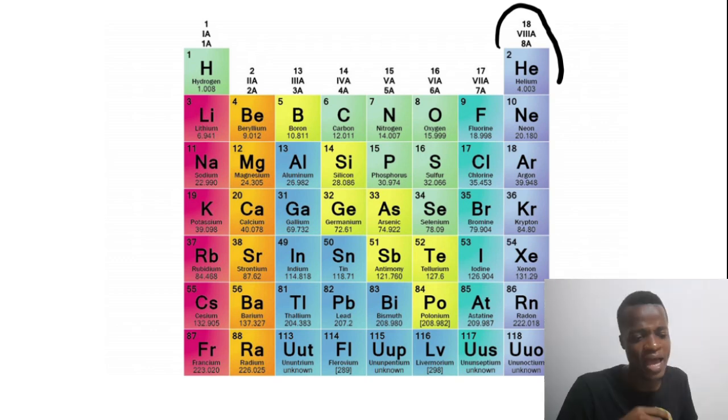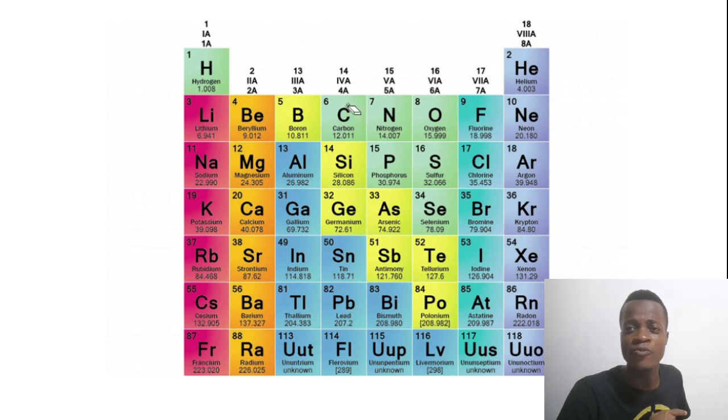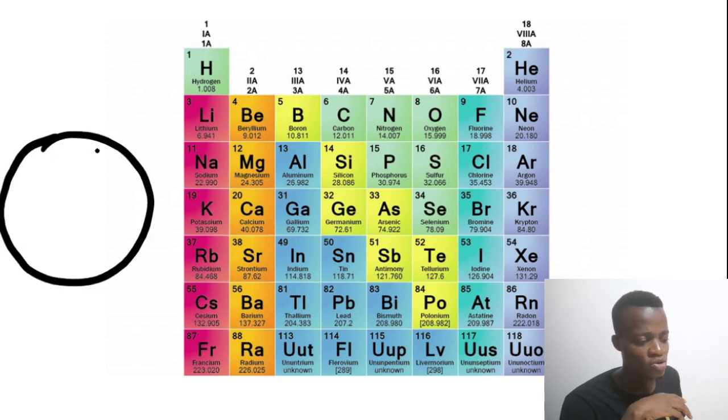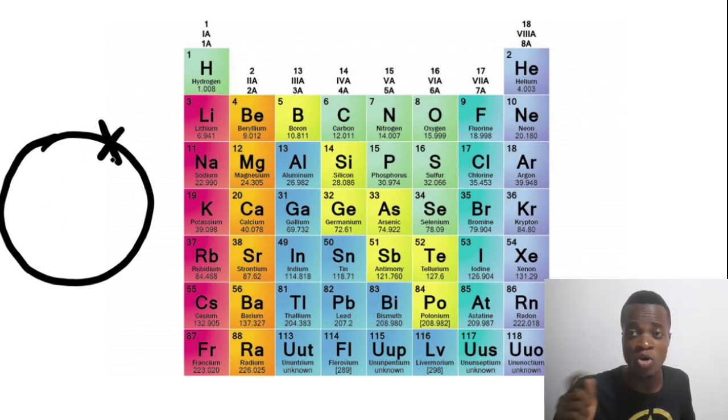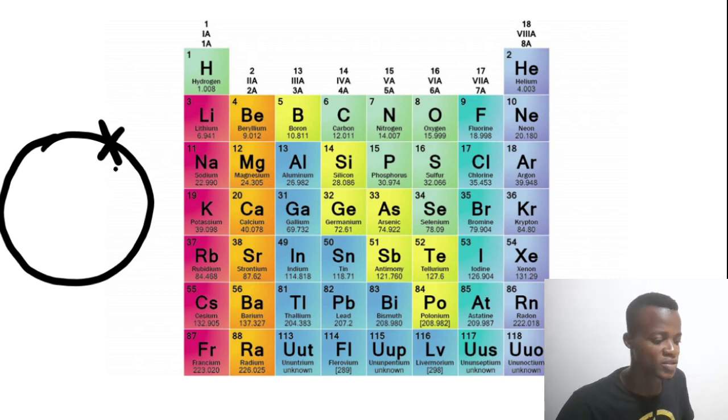But then let's look at the other ones that don't have full shells. So let's start with group 1. Group 1 elements have what? 1 electron, right, on their valence shell. So I'm just drawing the valence shell. Any member of group 1 has a valence shell with only 1 electron, and the cross is an electron, right?